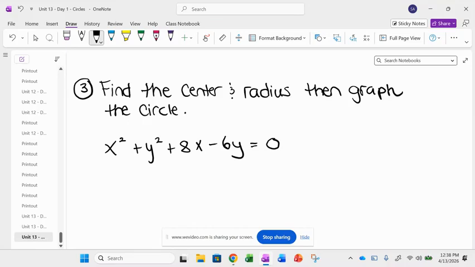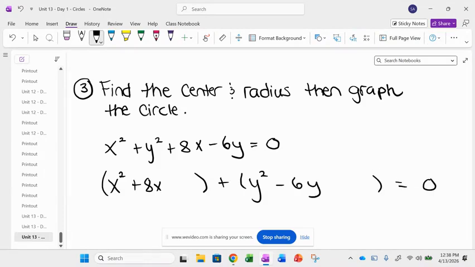So I have to manipulate this. I have to put it in standard form. How do you think I'm going to recommend we put this in standard form? Ilya. Completing the square, you got it. So what I'm going to do is group my x's together. So we have x squared plus 8x. I'm going to group my y's together, y squared minus 6y equals 0.